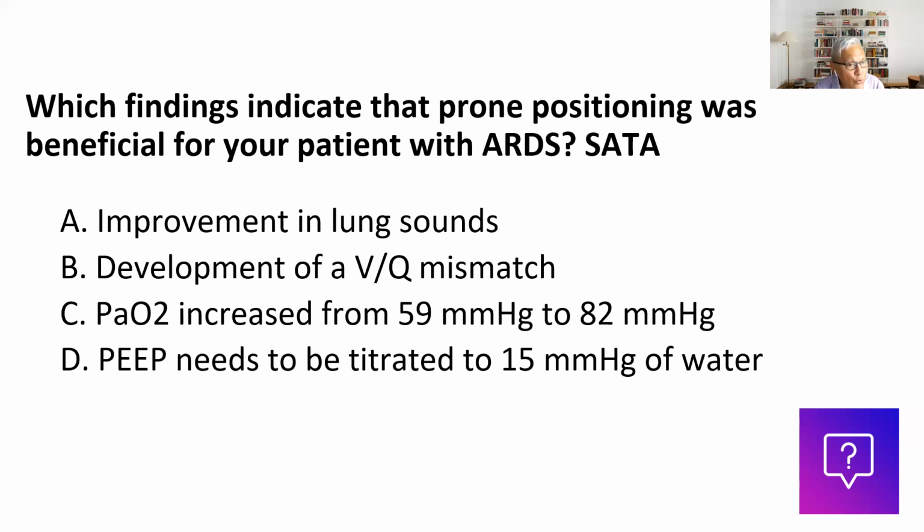The PaO2 increasing from 59 to 82 is good. This means that the prone positioning did what it was supposed to do. And PEEP needs to be titrated to 15 millimeters of water. That means that it's getting worse, okay? So the correct responses are letter A and letter C.